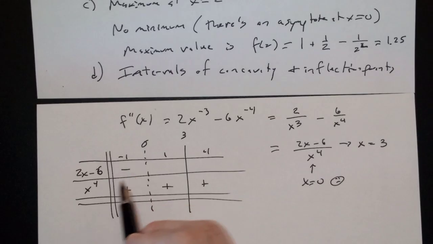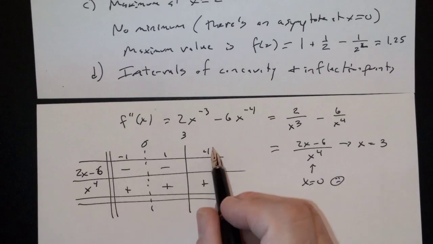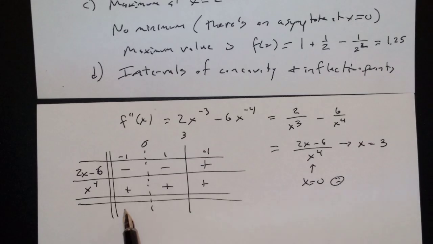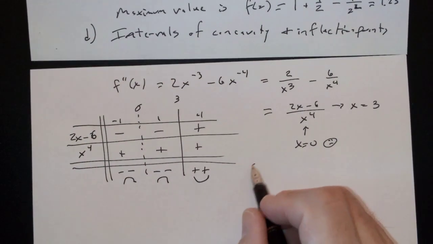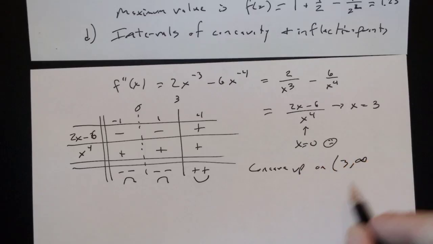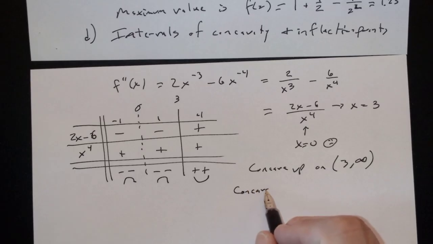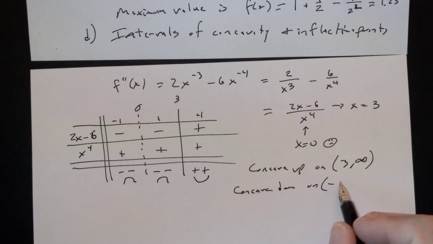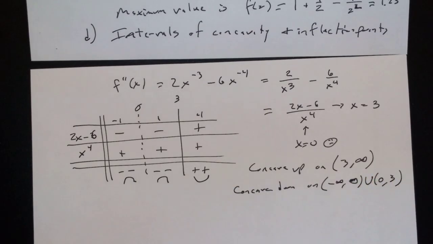-2 minus 6 is -8. 2 minus 6 is -4. 8 minus 6 is +2. I have a negative second derivative, I'm concave down. I have a negative second derivative, I'm concave down. A positive second derivative, I'm concave up. I changed concavity at a point. That's my point of inflection.